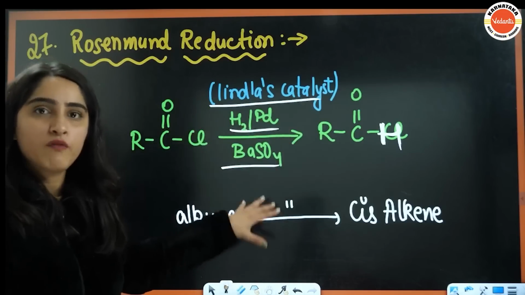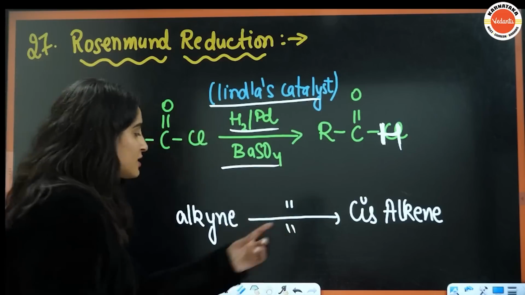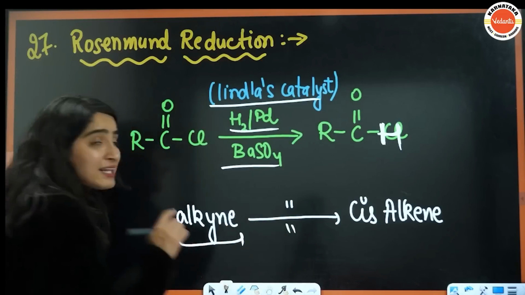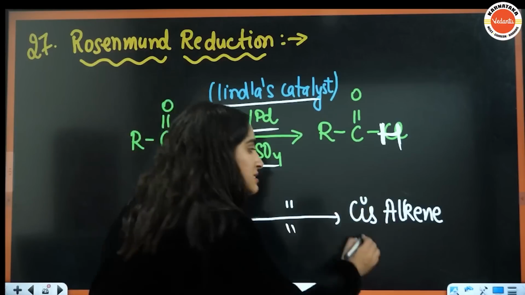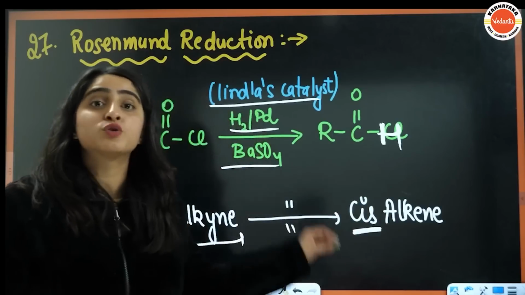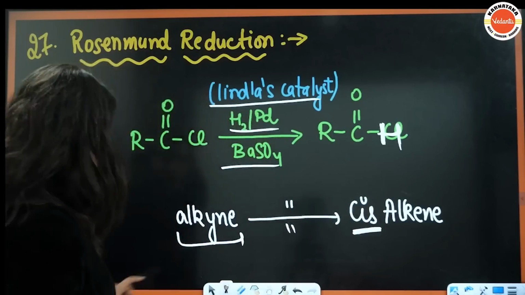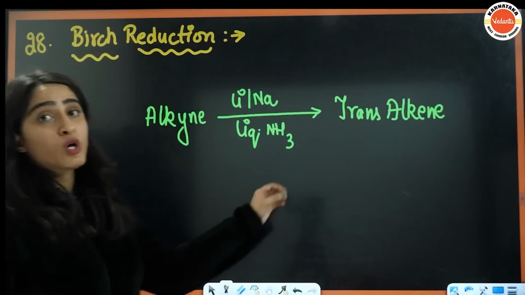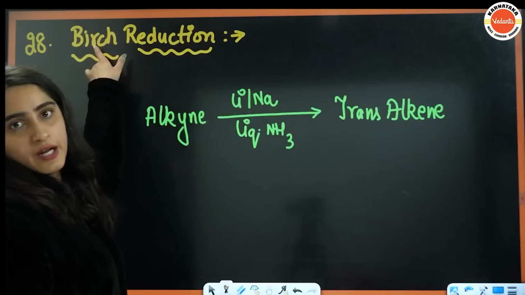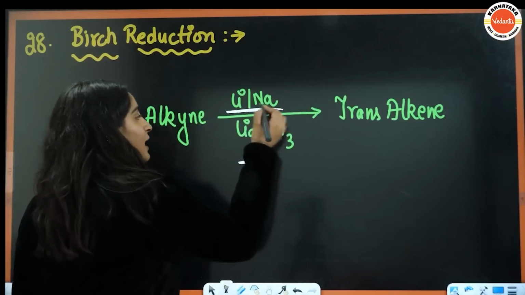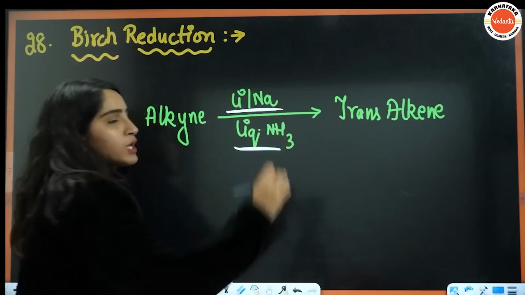Also, another example of Lindlar's catalyst is that if you are using it on alkyne, then this will get converted into cis alkene with the help of Lindlar's catalyst. And if you are going to convert alkyne into trans-alkene, you must use Birch reduction, that is Li or Na in presence of liquid ammonia.